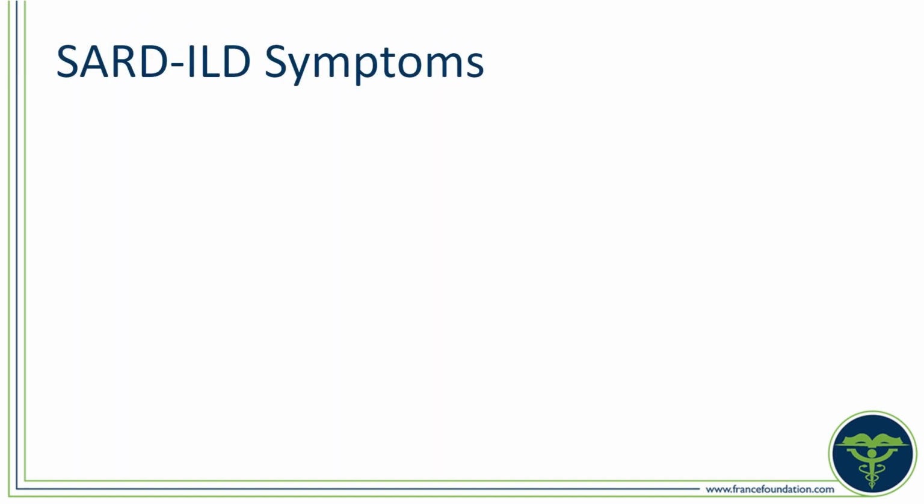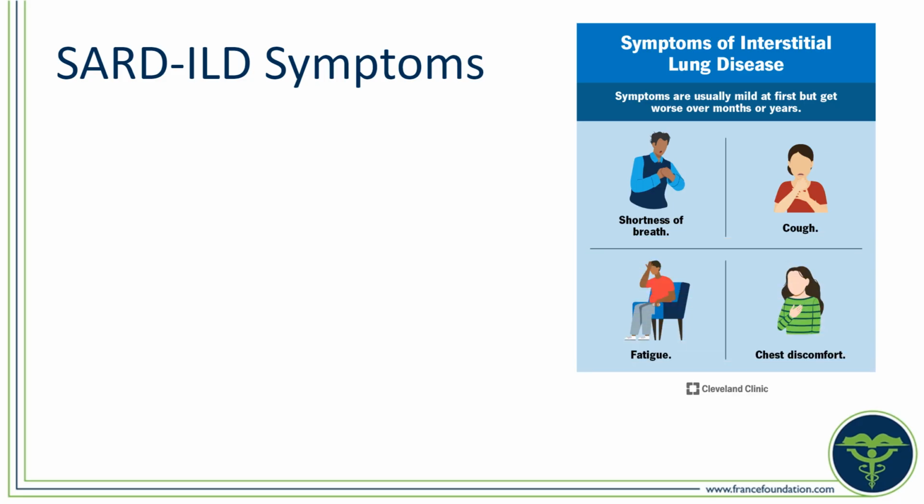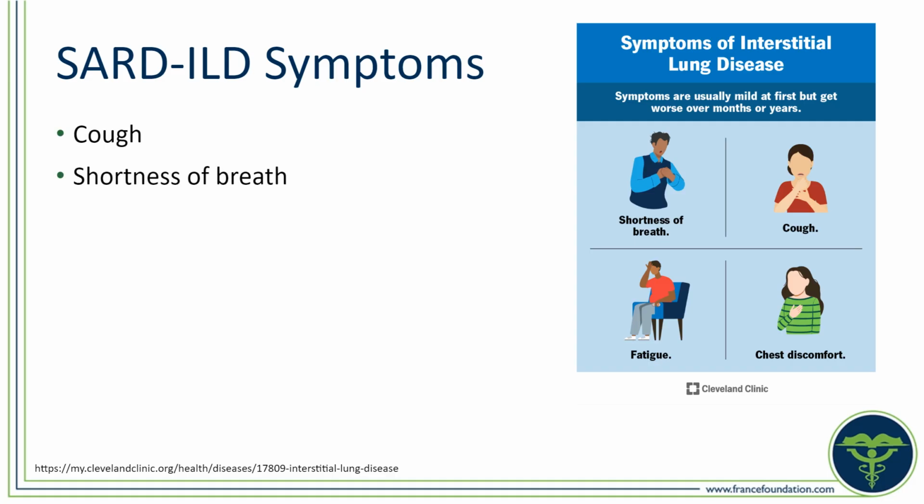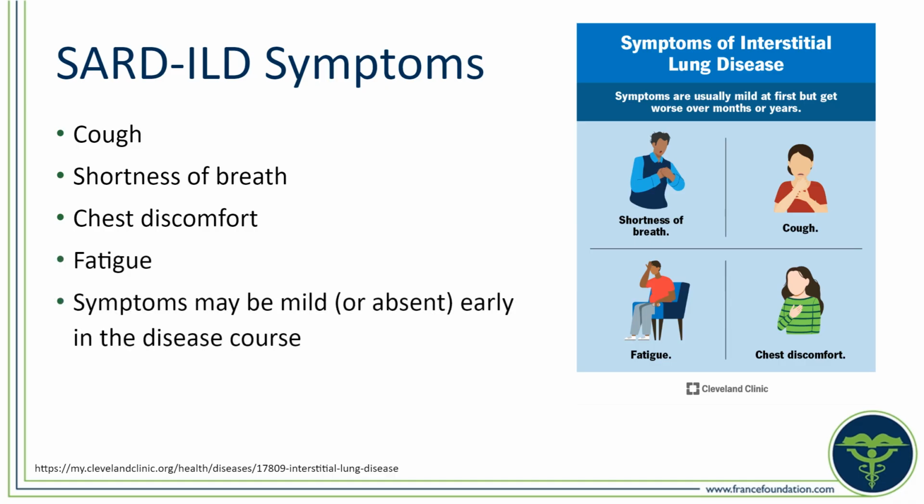When we see a patient who has rheumatic disease and interstitial lung disease, they don't typically come to us with a chest CT scan or a lung biopsy finding. Instead, as a clinician, we need to be aware of the signs and symptoms of interstitial lung disease. The most common symptoms our patient is going to present with will be a dry, non-productive cough and shortness of breath. Other symptoms patients may have include chest discomfort or fatigue. But very importantly, these symptoms may be mild, or as we hinted at earlier, may not even be present as interstitial lung disease is starting to progress.